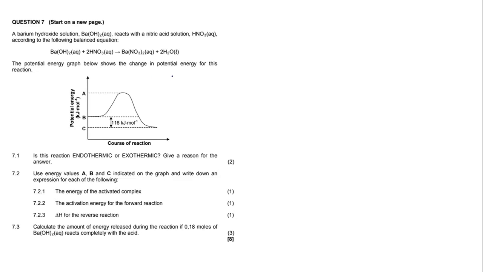Now let us do the following question. It says a barium hydroxide solution, which is given by this chemical formula, reacts with a nitric acid solution according to the following balanced equation. Here is your barium hydroxide reacting with your nitric acid solution to give these two products.